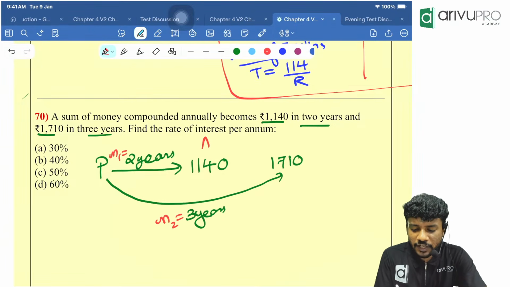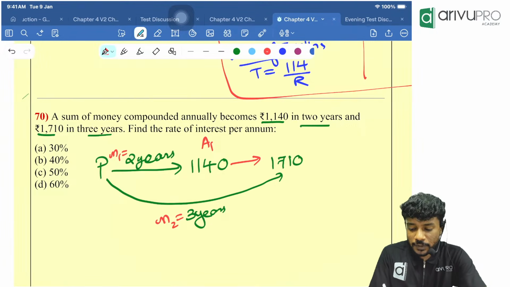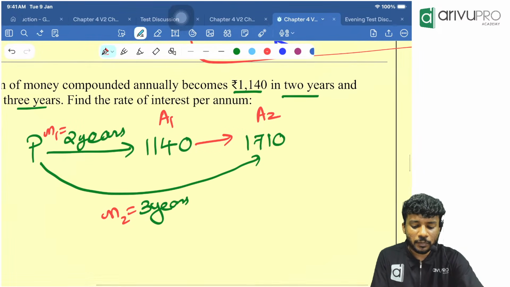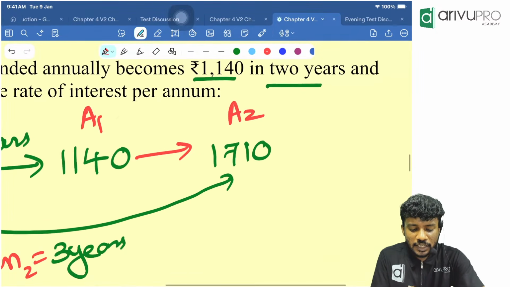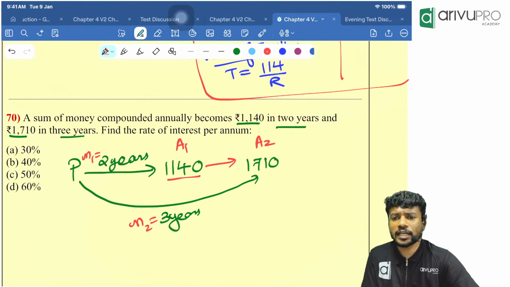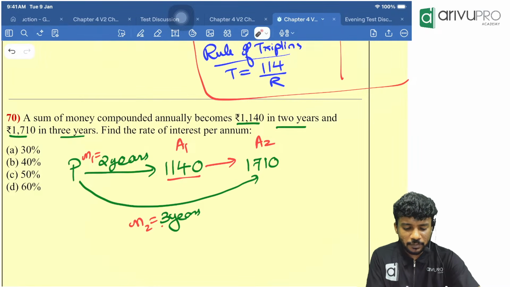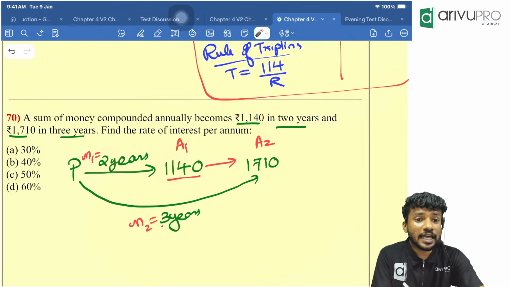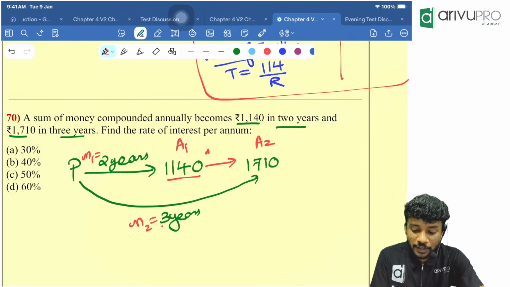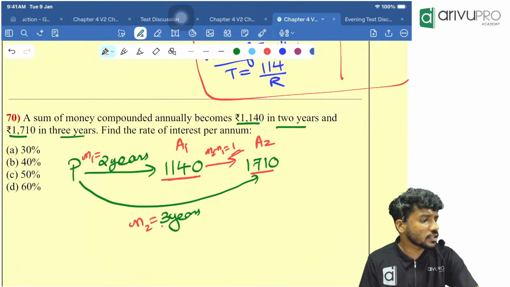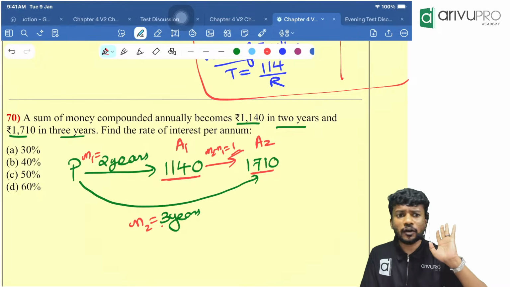can anyone tell me what is the time period in which 1140 became 1710? This principal became this in 3 years, this principal became this in 2 years. Can anyone tell me the answer? That will become N2 minus N1, which is 1 year. So 1140 became 1710 in 1 year. Yes, I heard that answer.